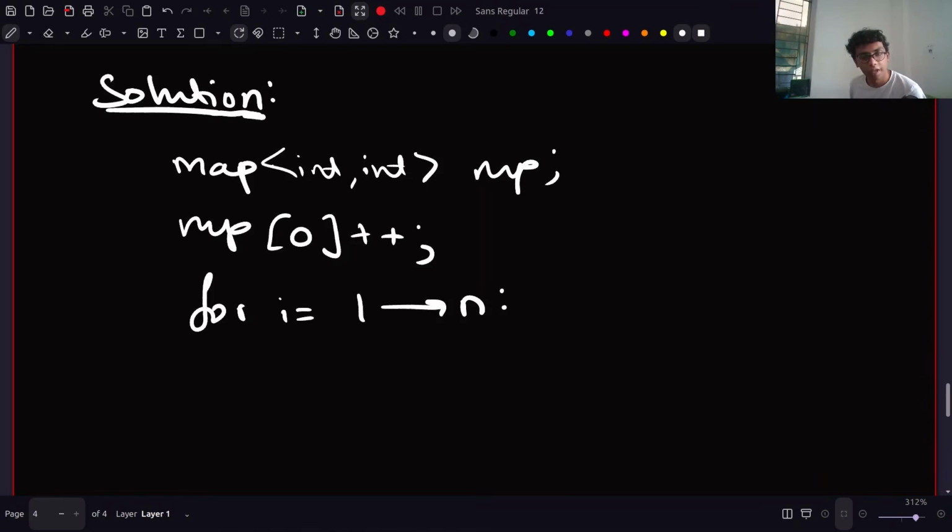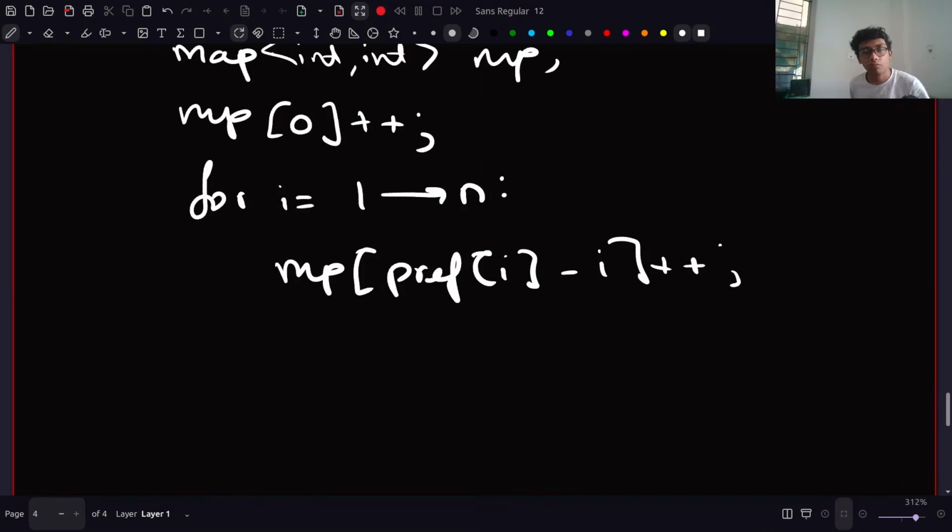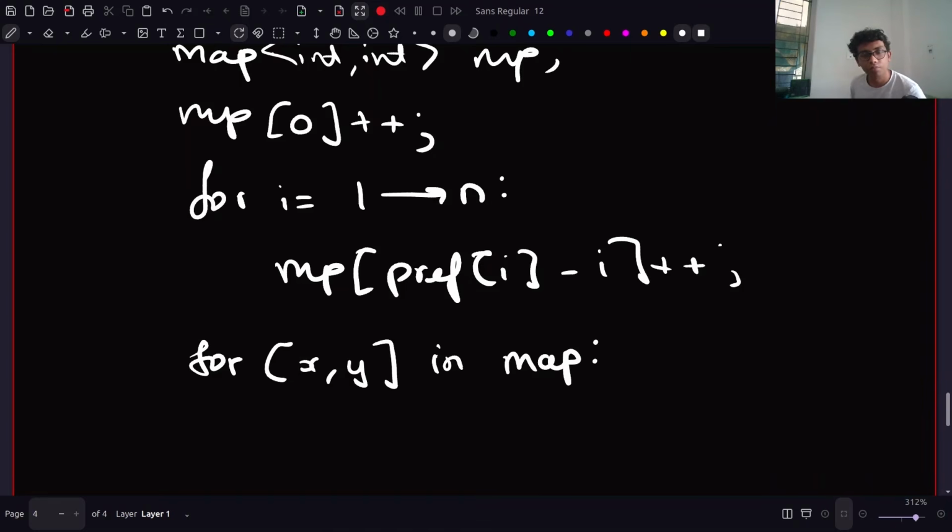So we can have prefix sums. Basically the map of prefix of I minus I is incremented, because we are counting how many particular values of prefix of I minus I exist. Now all we need to do is go through all the map values. For x and y in the map, y is the number of times a particular value x occurs.